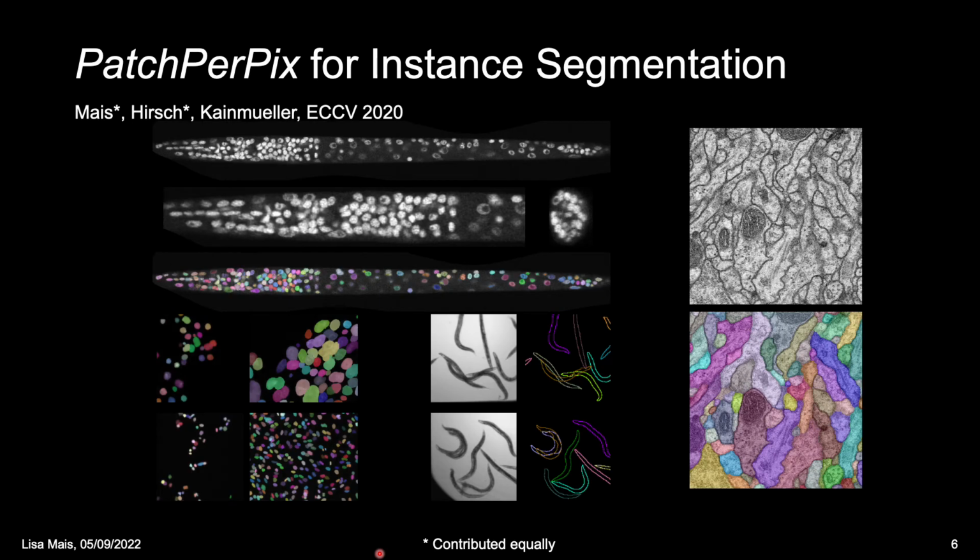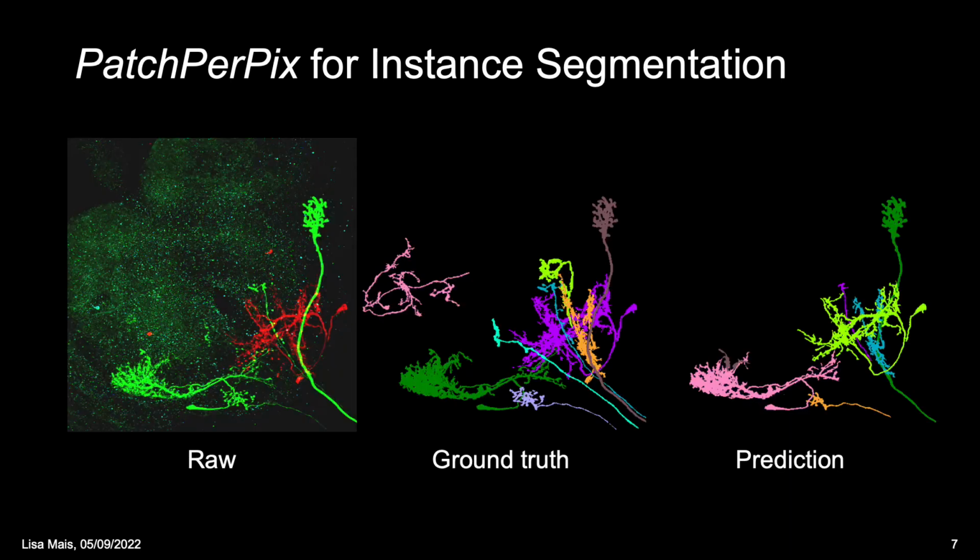Considering these challenges, together with Peter Hirsch and Dagmar Kainmueller, we developed PatchPerPix, a deep learning-based method for instance segmentation that can handle arbitrary shapes and overlaps. At the time of publication, this method achieved state-of-the-art results on 4 benchmark datasets, which are cell segmentation in 3D and 2D light microscopy data, then the C. elegans worm bodies in a dish crawling above each other, and the ISBI 2012 EM challenge.